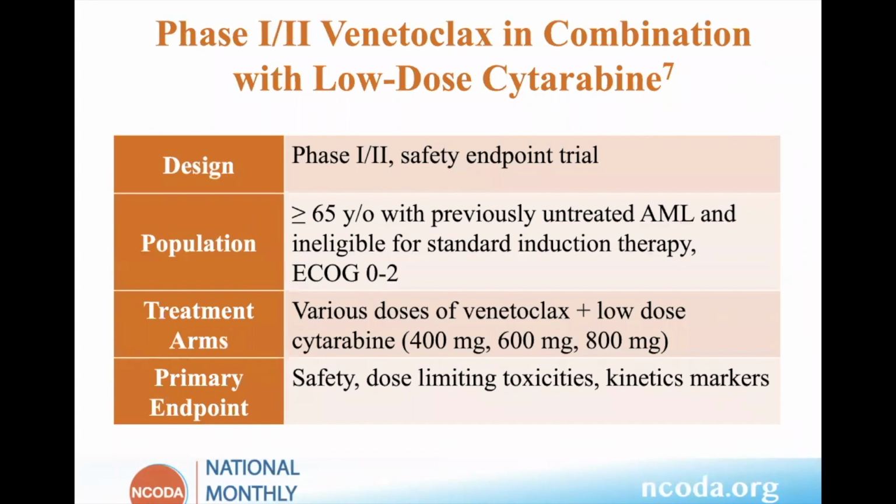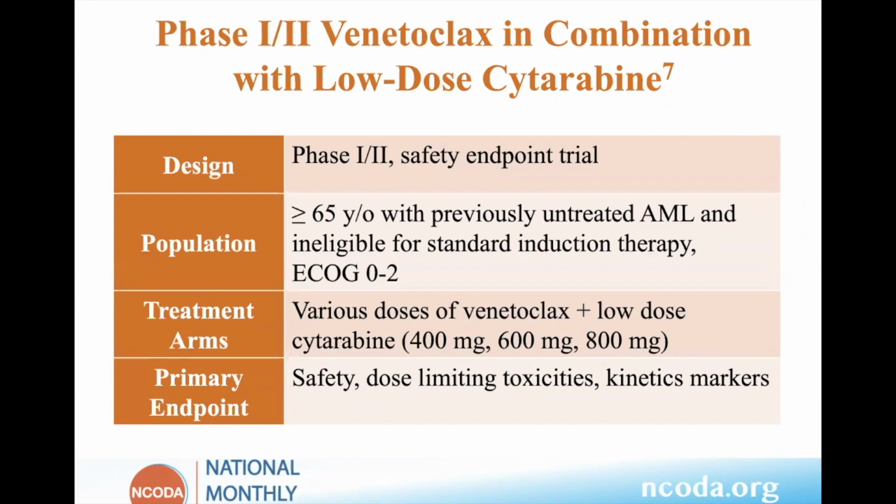This study's population was patients greater than or equal to the age of 65 with previously untreated AML, who were ineligible for standard induction therapy and had an ECOG of 0 to 2. The treatment arm looked at three different doses of Venclexta plus cytarabine: 400 milligrams, 600 milligrams, and 800 milligrams. The dose that came out in the FDA guidelines is 600 milligrams. So if a patient's getting cytarabine, we're definitely not using 800 milligrams, and 400 milligrams is only approved in another treatment arm, which I'll talk about in a second.